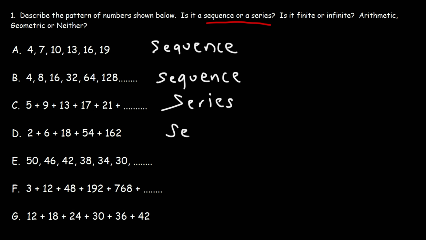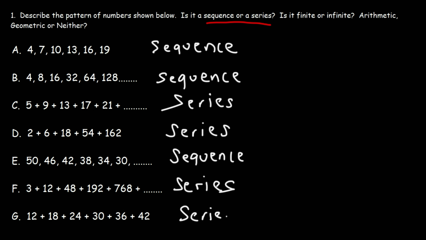D is also a series. E, that's a sequence. For F, we're adding numbers, so that's a series, and the same is true for G. So hopefully this example helps you to see the difference between a sequence and a series. Now, let's move on to the next topic. Is it finite or is it infinite?